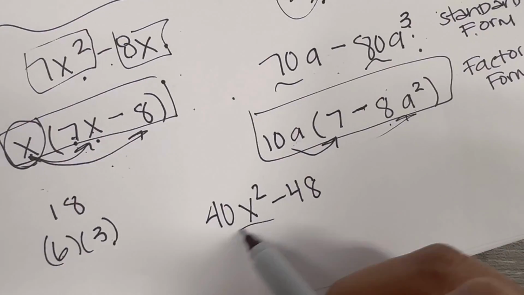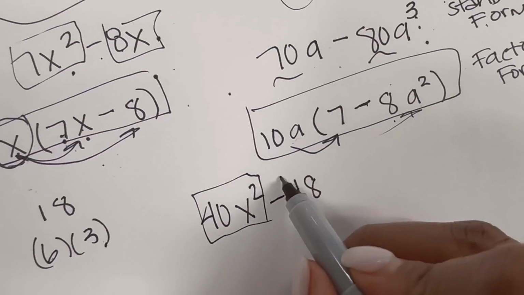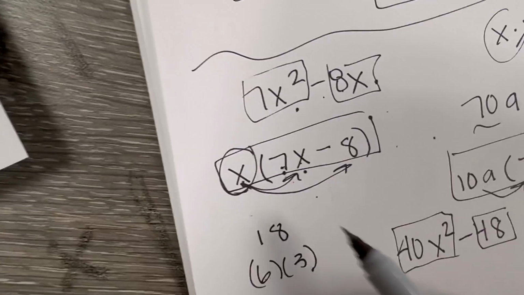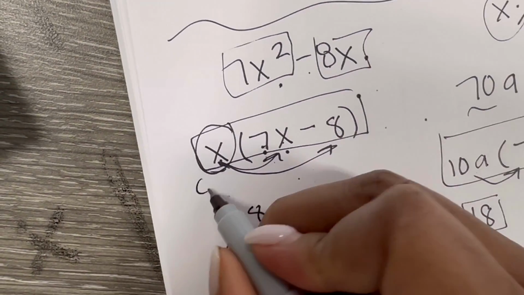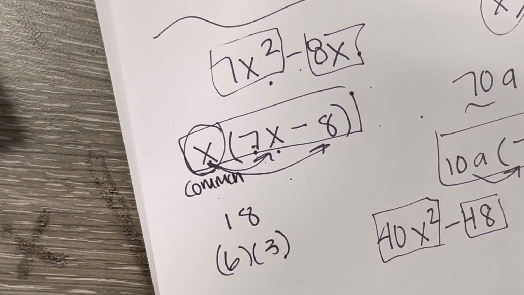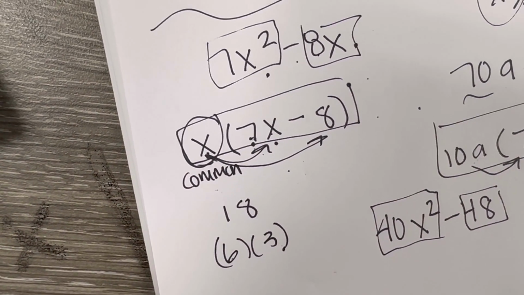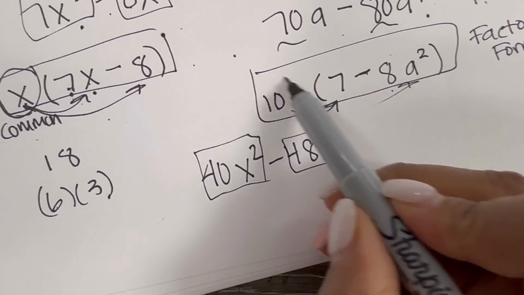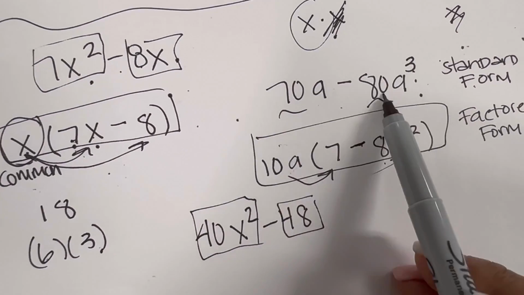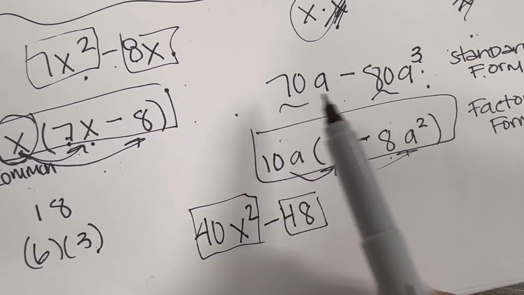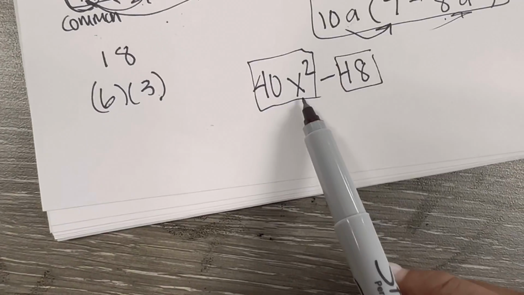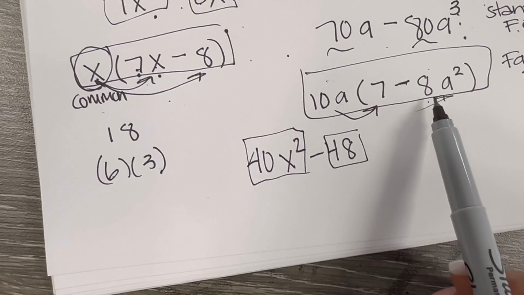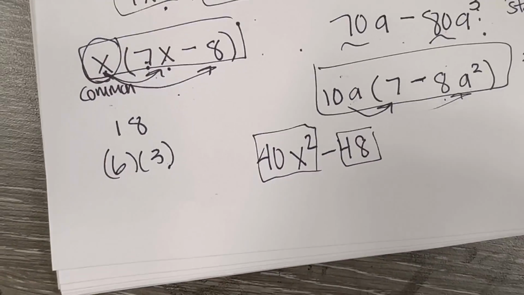Well, does this term have an x in it? Yes. Does this term have an x in it? No. So x is not in common, so x will not come out. You take out what's in common. This is what your common value is, your GCF, the greatest common factor. Is there an x in this box? No. So x squared will not come out. It will stay inside the parentheses. But there are factors that are in common between 40 and 48.